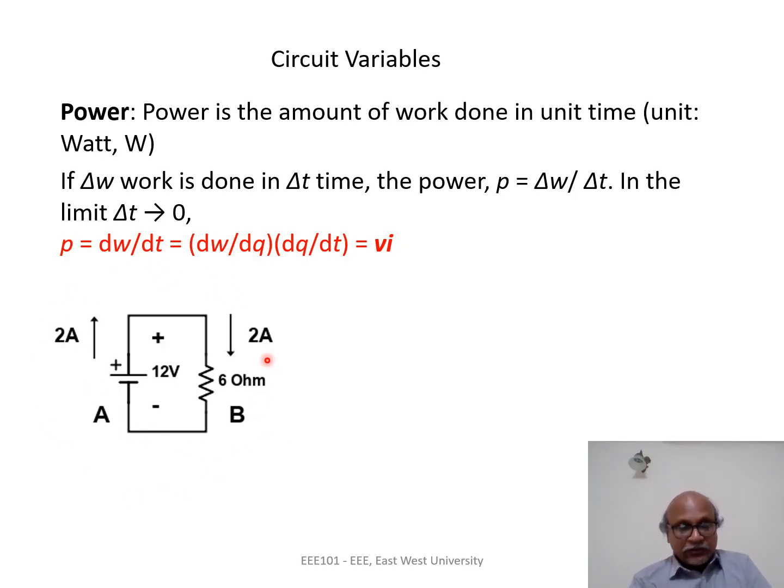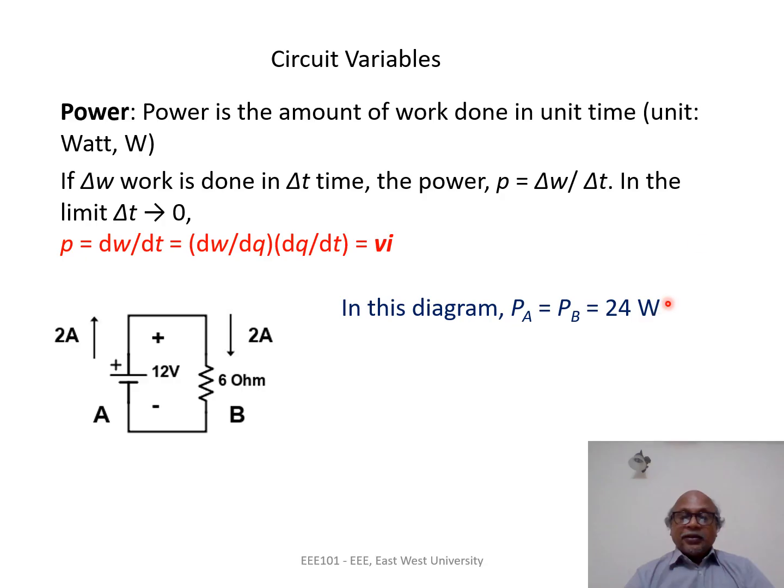Now this is a closed circuit, a closed path, and current flows through the closed path. So if the current through the resistance is 2 ampere, the current through the voltage source is also 2 ampere, which we show here. Okay. So now let's calculate the power of element A and power of element B. For both the elements, the voltage is the same, 12 volt, and for both the elements, the current is the same, which is 2 ampere. So for both A and B, the power is 24 watts, 12 volt multiplied by 2 ampere.